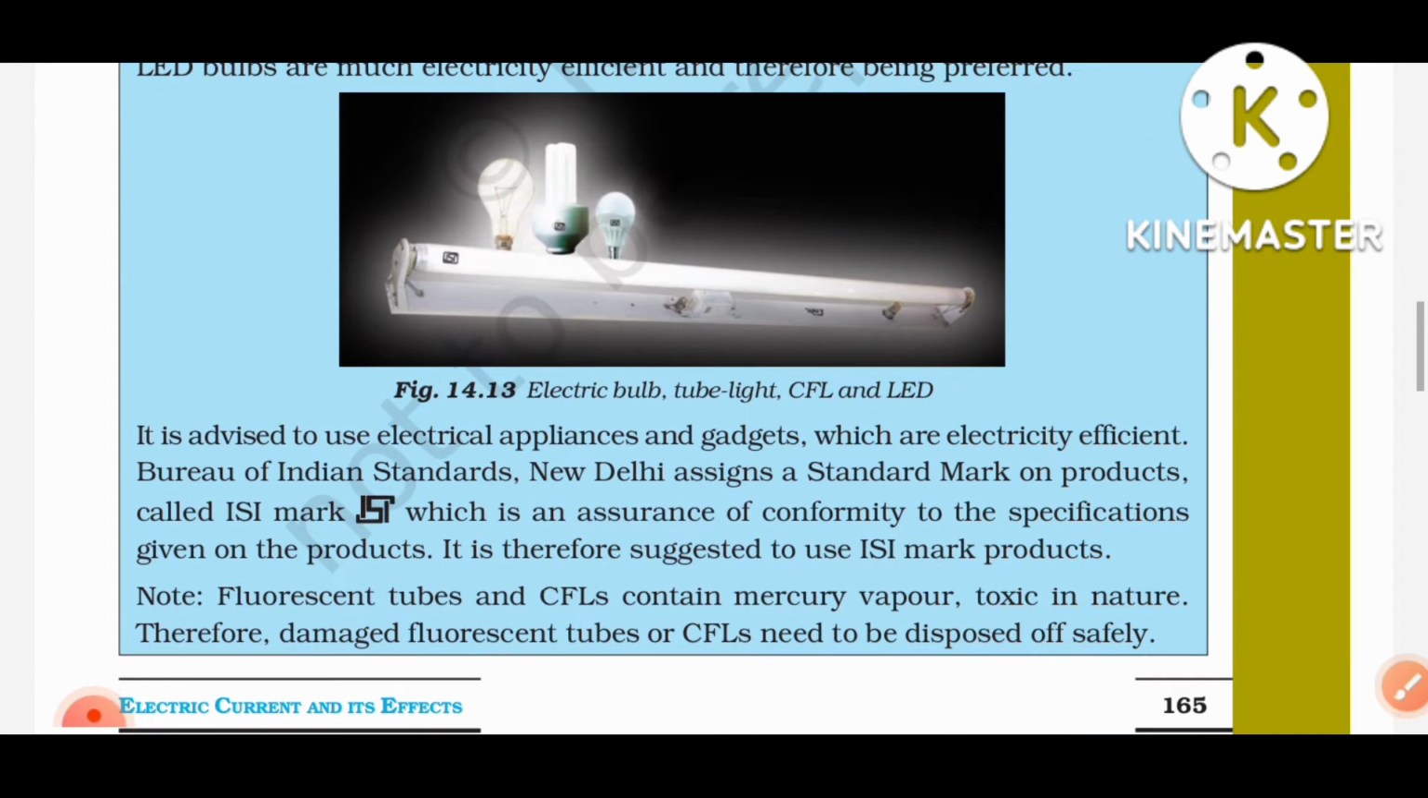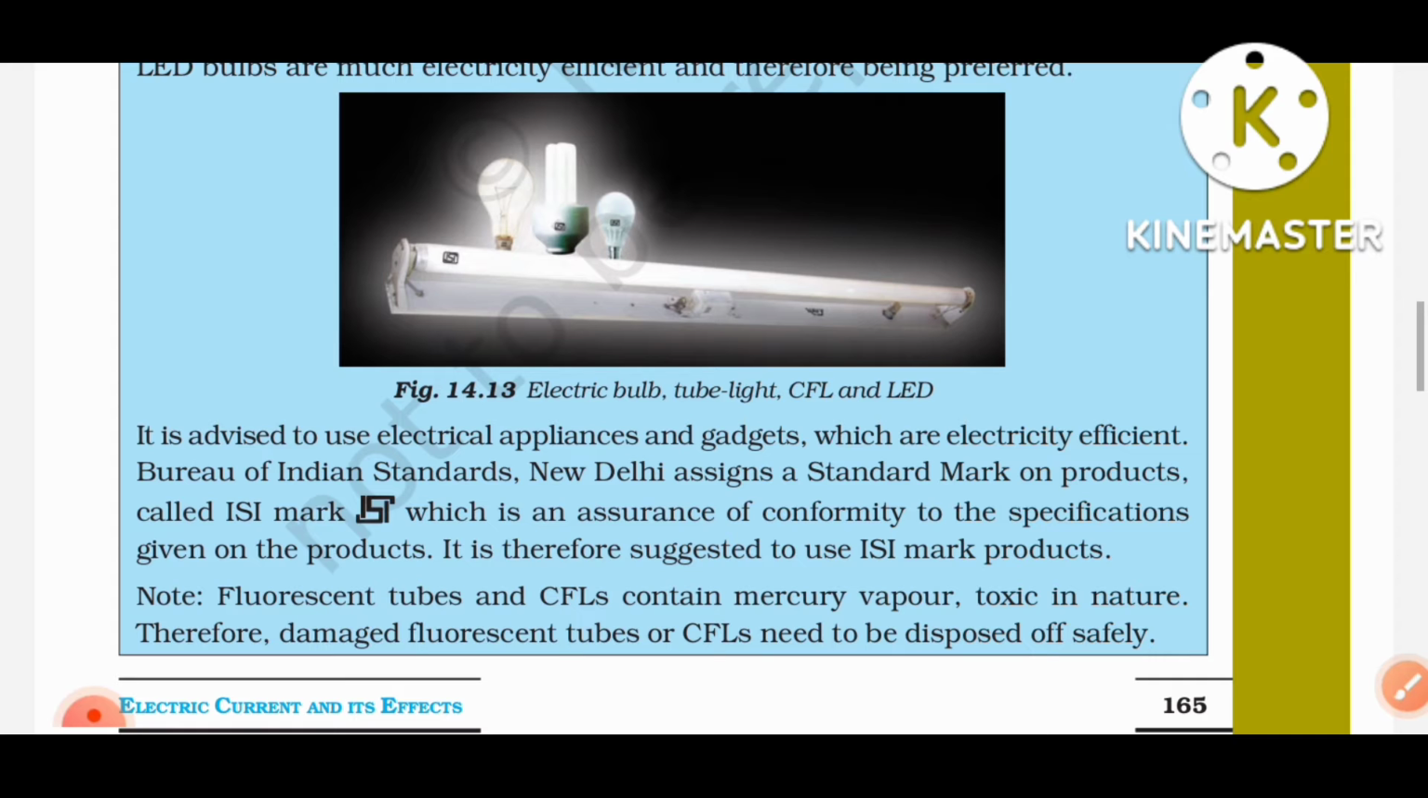It is advised to use electrical appliances and gadgets which are electricity efficient. The Bureau of Indian Standards, New Delhi, assigns a standard mark on products called the ISI mark, which is an assurance of conformity to the specifications given on the products. It is therefore suggested to use ISI mark products.